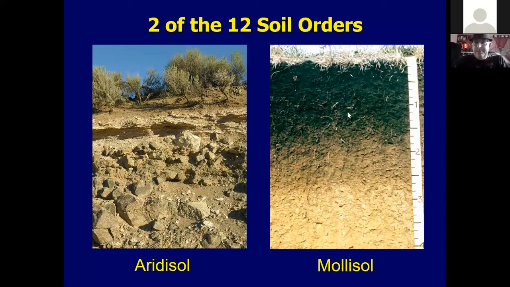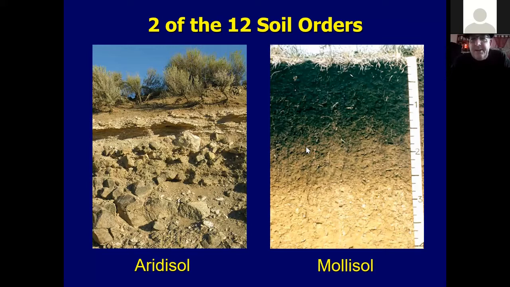Now look on the right. On the right-hand side here, we have what's called a mollisol. Now these are 2 of the 12 soil orders, of which all of the 20,000 different soils, they belong to one of these 12 soil orders.